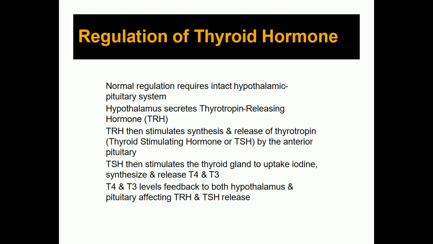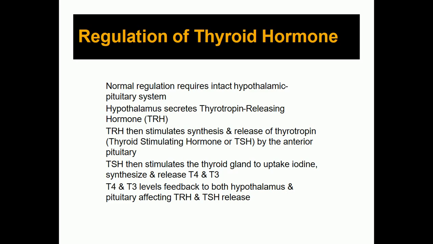Regulation or maintenance of thyroid hormone: normal regulation requires an intact hypothalamic-pituitary system. As we know, the pituitary gland is called the master gland of the body, also known as the hypophysis. The hypothalamus secretes thyrotropin releasing hormone. The pituitary gland controls the overall activity of the body and how much hormone is released, and it is present in the pituitary fossa.